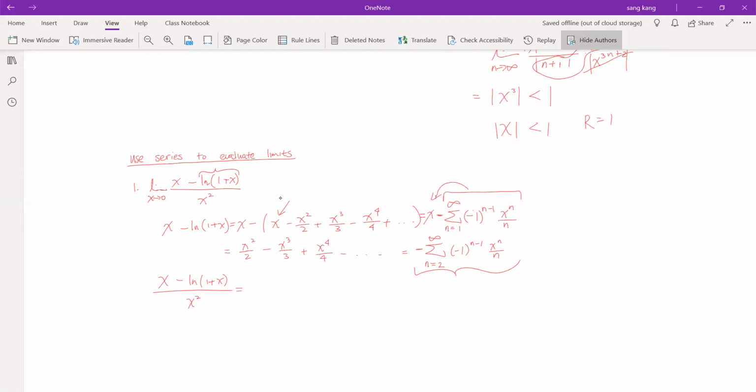Okay, so now I'm dividing each term by x squared. So I have 1/2 minus, actually I'm going to leave some space up front, 1/2 minus x over 3 plus x squared over 4 minus dot, dot, dot. This right hand side will be divided by x squared. So that's the same thing as multiplying by x to the minus 2. So x to the minus 2, right? At the end.